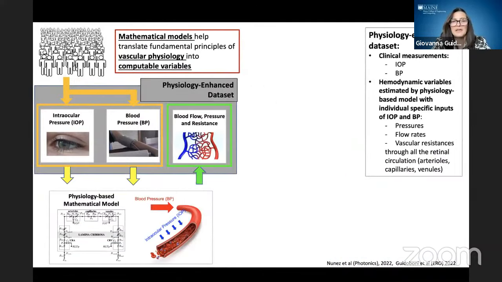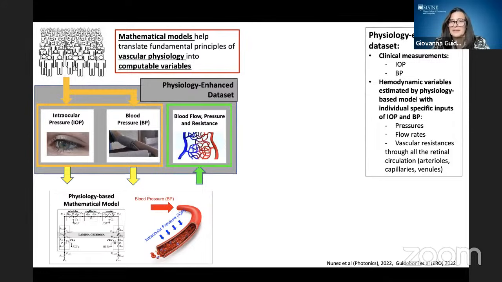However, if for every individual we take the values of blood pressure and IOP, run the model, use the model to estimate the distributions of pressures, flow rates, and volumes across the system, and put it back into our data set, now we have what we call a physiology enhanced data set. So for each eye, we would have not only the measured blood pressure and IOP, but also the model estimated values of blood flow, pressure, and resistance, which is a way to put quantitative metrics of ocular hemodynamics back into the real data set.